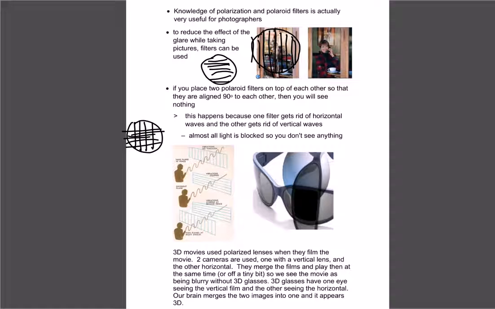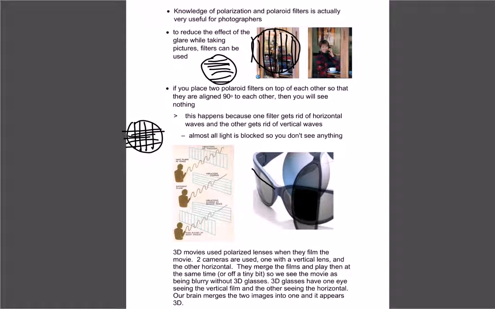So if you take polarizing lenses, the easiest example that you would know of for polarizing lenses would be 3D movie glasses. Inside the 3D movie glasses, you can see here, they have one lens vertical and one lens horizontal, and you can see the light gets blocked out.